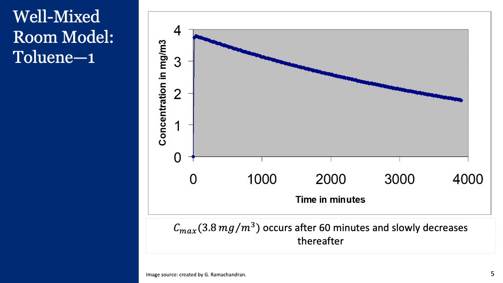As we can see here, on the x-axis we have time in minutes for the entire weekend, and on the y-axis we have the concentration in milligrams per cubic meter. We can see that the concentration spikes very rapidly. It goes up to 3.8 milligrams per cubic meter only 60 minutes after you place the rolls into the storage room, and thereafter it slowly decays over the entire weekend. At the end of the weekend, it has reduced somewhat, but it is still around 2 milligrams per cubic meter. So this is what the well-mixed room model predicts for the concentration of toluene in the room throughout the weekend.